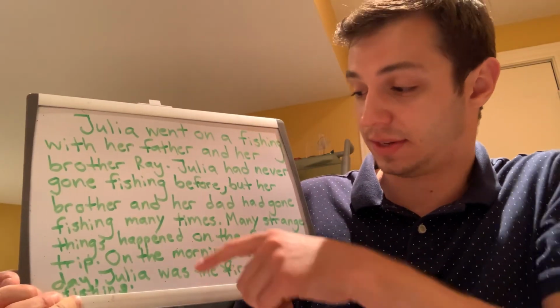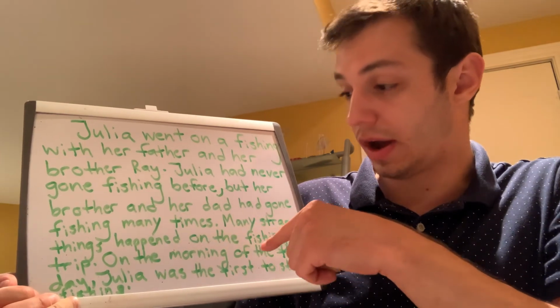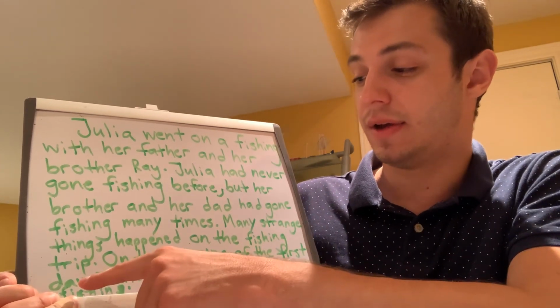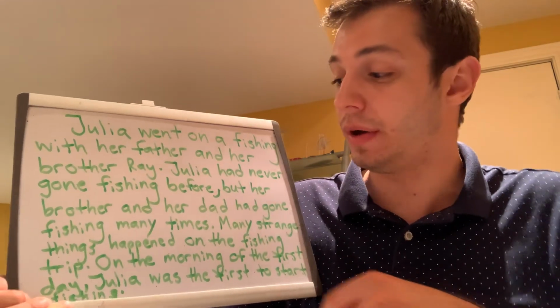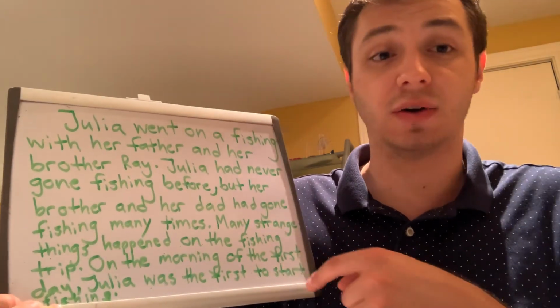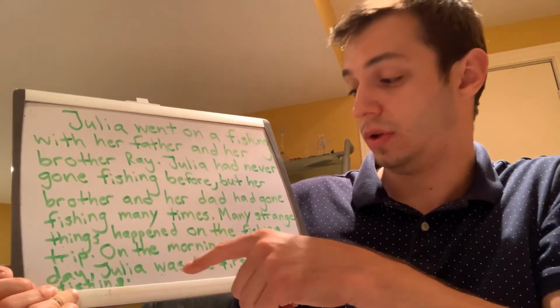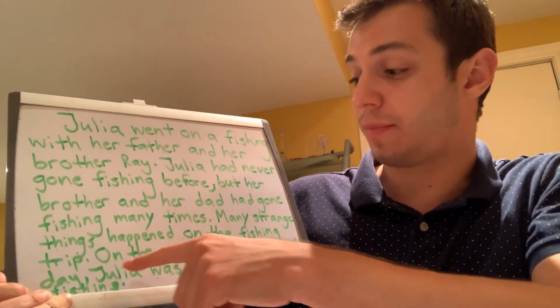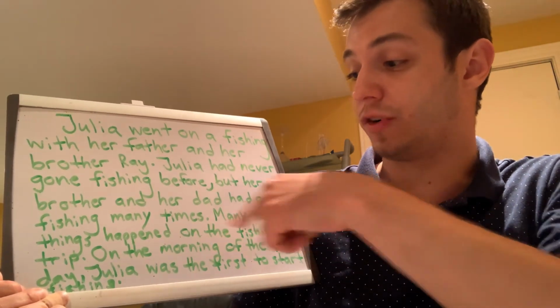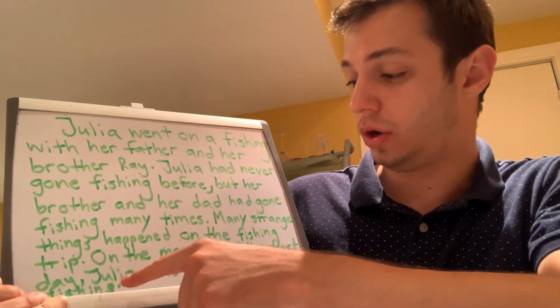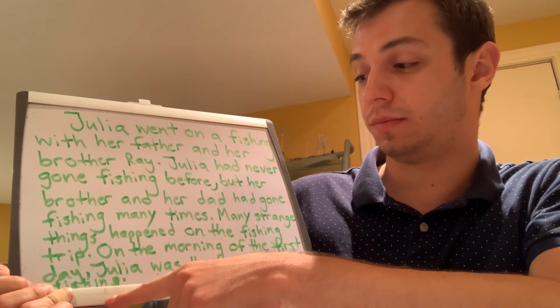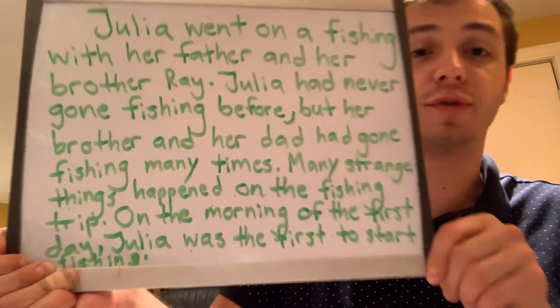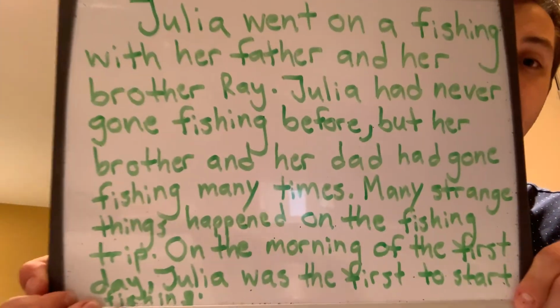The next sentence says, on the morning of the first day, and then we had to add a comma. Why did we add a comma? Because this is a part that tells when, right? So when did this happen? On the morning of the first day, comma, Julia was the first to start fishing. So now that we've written the first part of our story, I'll put it here so you can see.